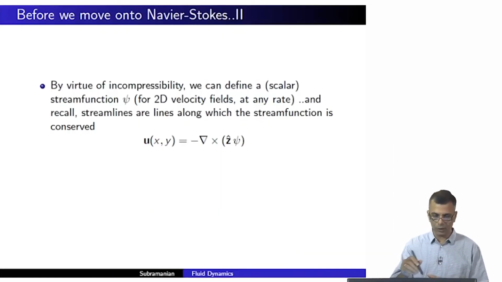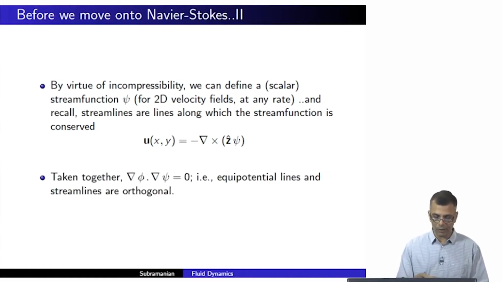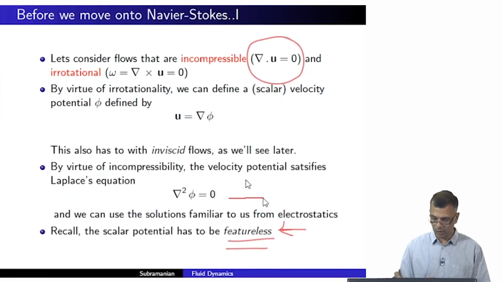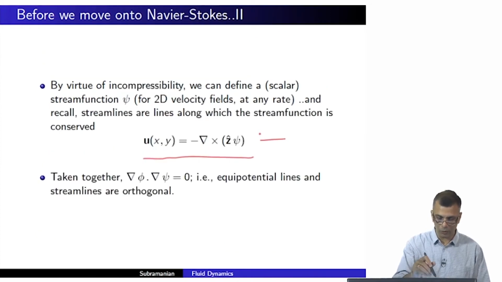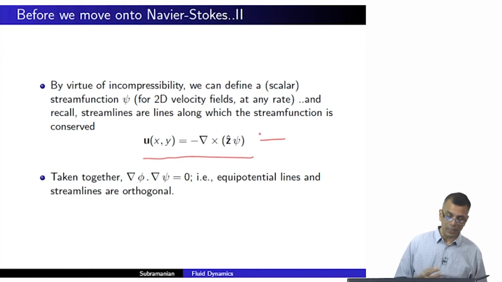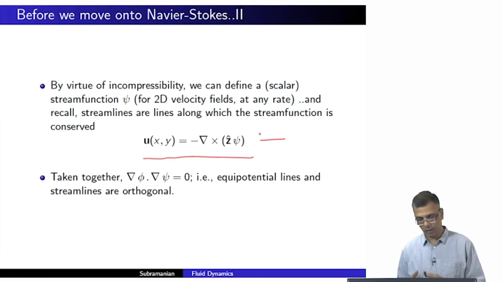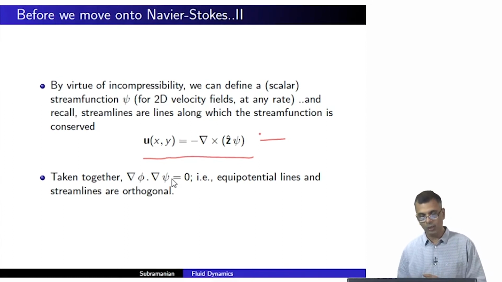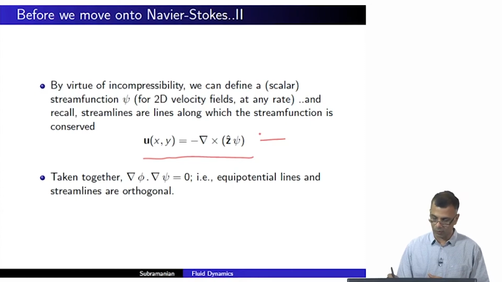So that's a stream function, and taken together, this equation and this equation give you this condition. I urge you to work this out, and we will show why this is so a little later on. Taken together, this implies that equipotential lines and streamlines are orthogonal. The gradient of the equipotential surface and the gradient of the stream function surface, when dotted together, give 0. That's just what this is saying.